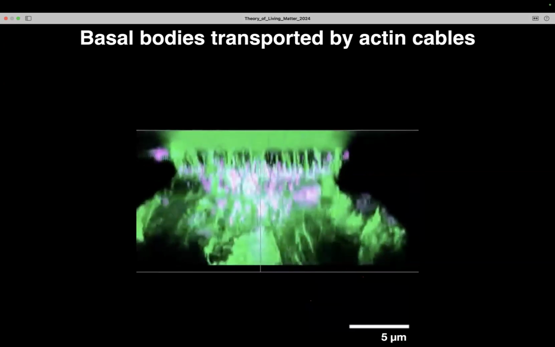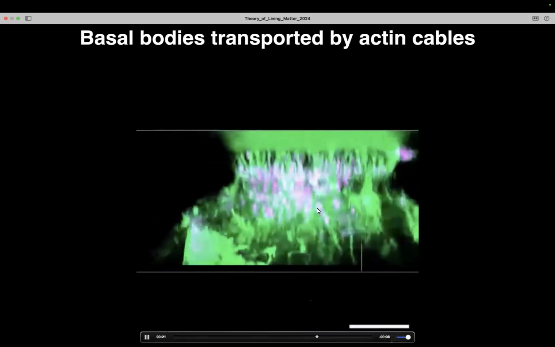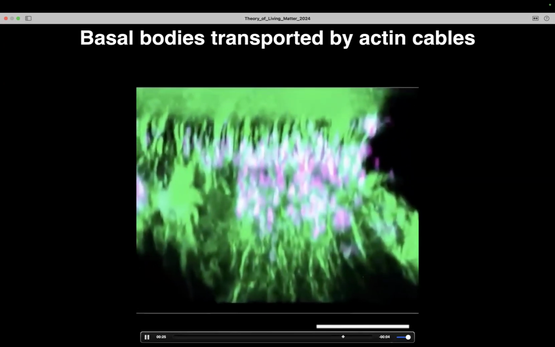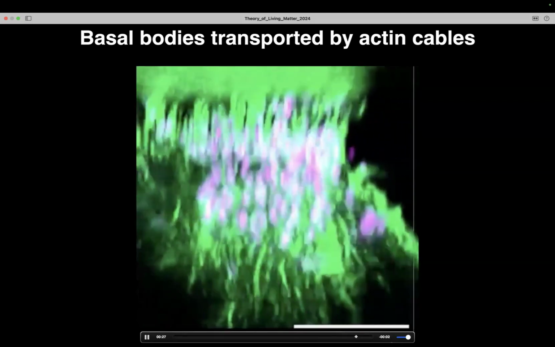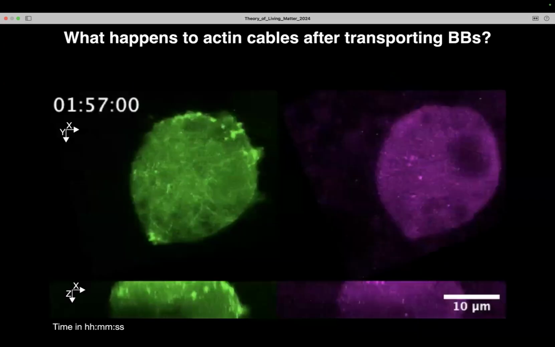These cables are very prominent. These are actin cables in green, and in pink, you see basal bodies which are sitting on these cables. So this suggests that basal bodies are using these cables to insert into the apical site of the multiciliated cell progenitors. With this in mind, we wanted to understand what the function of these cables is, and whether the basal bodies are using these cables to move from the basal position towards the apical site of the cell.